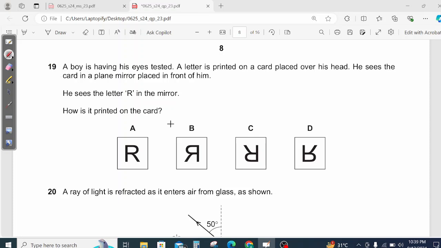So look at the original R letter. This side is the right side. I will write it R, and this side is the left side. When you look in the mirror, this region will be converted into the left side, and the left side region will be converted into the right side. So your option will be B. You have to just twist it, as I have mentioned the correct answer, right?